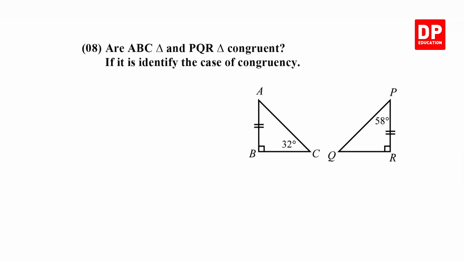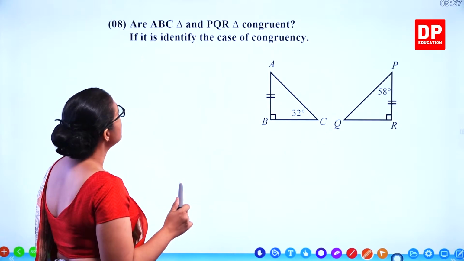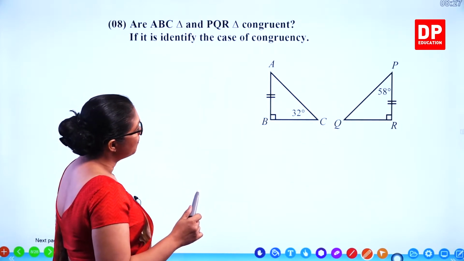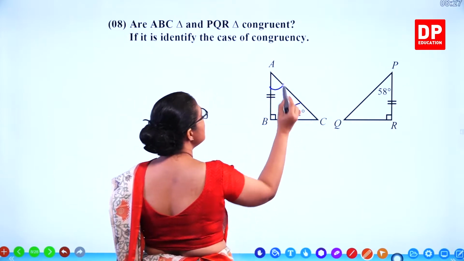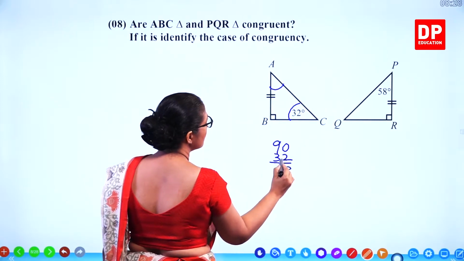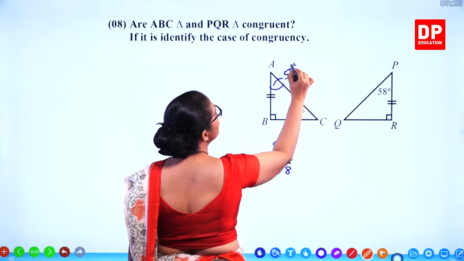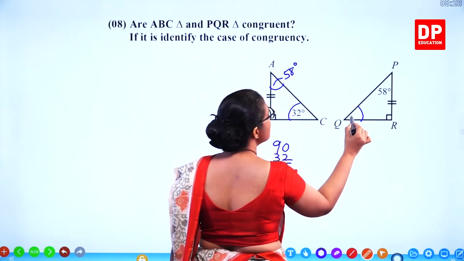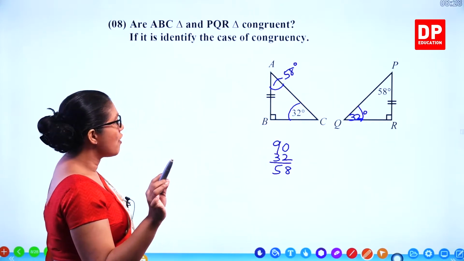Question number 8. Are ABC triangle and PQR triangle congruent? If it is, identify the case of congruency. You have to look at carefully. If this is 32, what is this angle? 90 minus 32, 58. So that means this is 58, and this is 32. So angles are okay. So equiangular triangles.